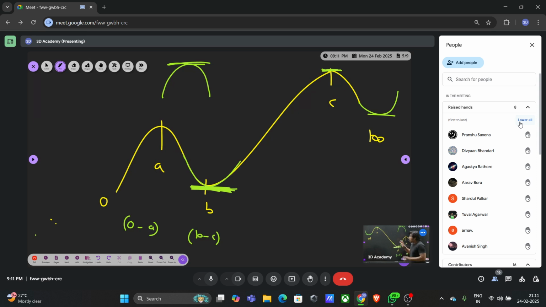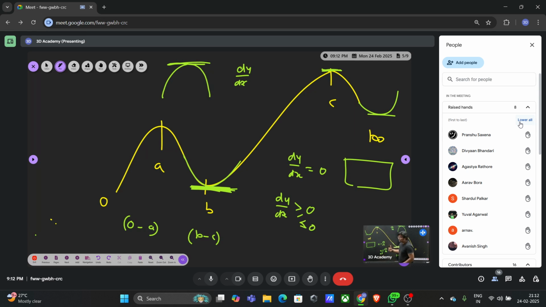Yes or no? Everything is linked with dy by dx. If your dy by dx is equal to 0, whatever points you find are either global minimum or global maximum. If your dy by dx is greater than or equal to 0, the function is increasing. If it is less than or equal to 0, the function is decreasing. So based on this, you can predict if your graph is coming down or going up.